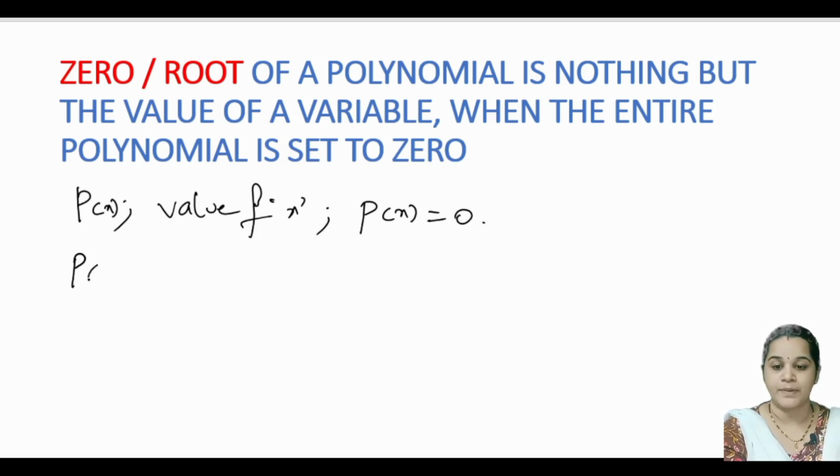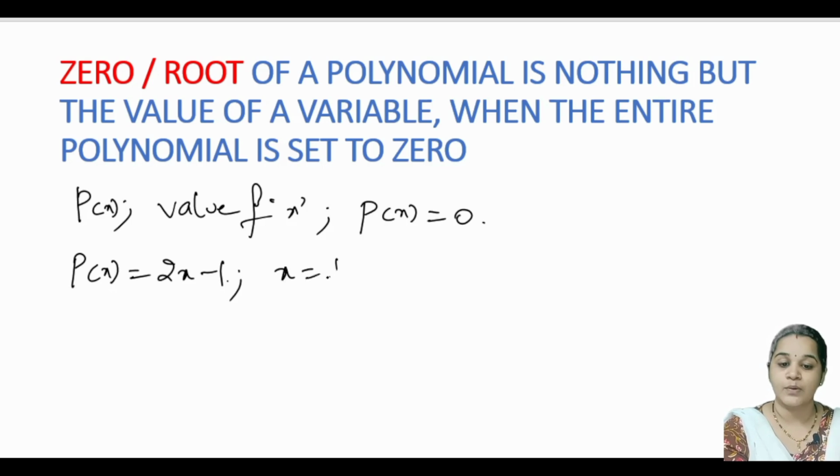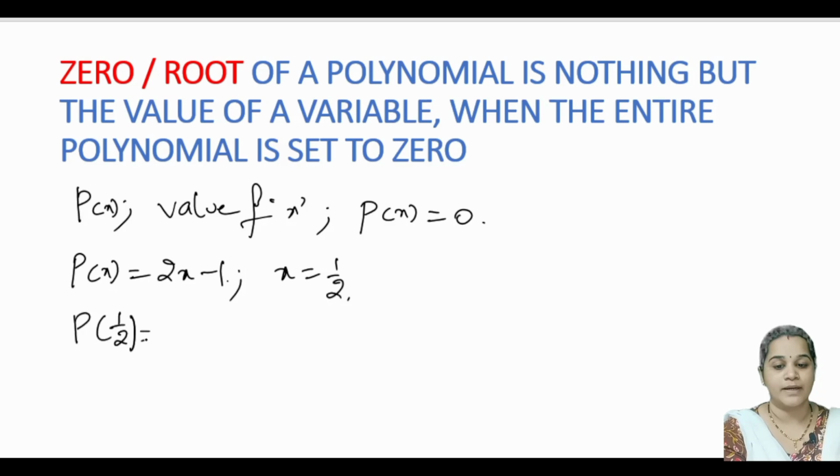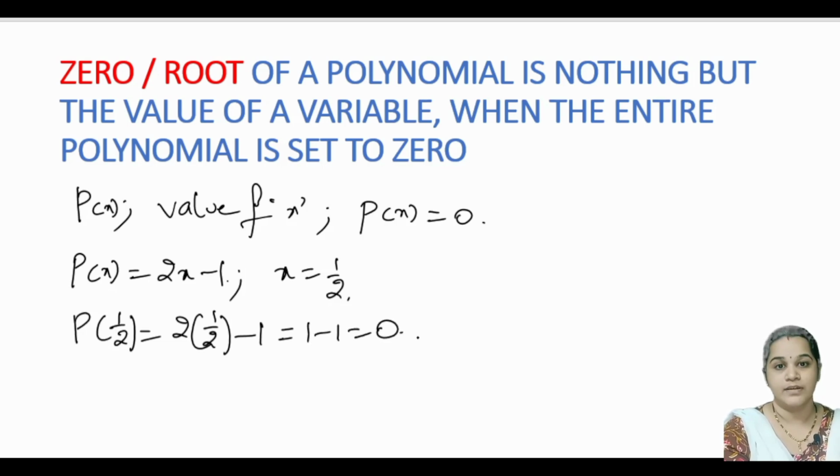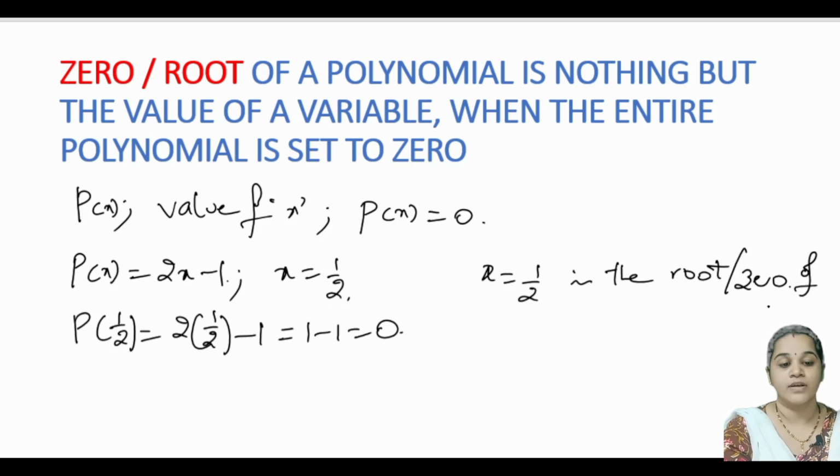Suppose we take an example, p of x is equal to 2x minus 1. If we substitute x is equal to 1 by 2 in this polynomial, p of 1 by 2 is equal to 2 into 1 by 2 minus 1 and the value comes out to be 0. So here we can say that x is equal to 1 by 2 is the root or zero of the polynomial p of x is equal to 2x minus 1.